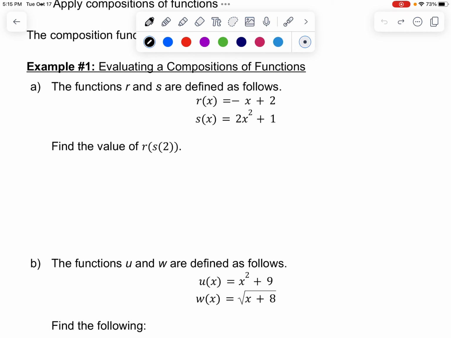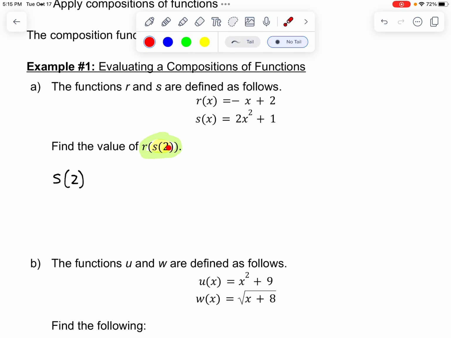So what we're looking at there, okay, you want to start from the inside out. So your inner function is the s function. The outer function is the r function. So what I want to do is start by finding that inner function value. So we want to find what is s of 2.